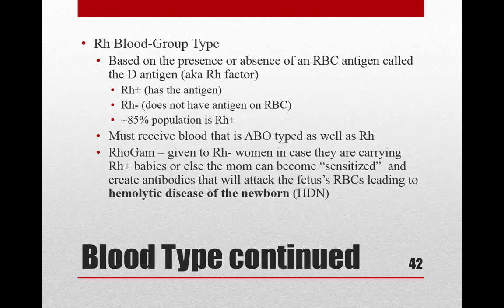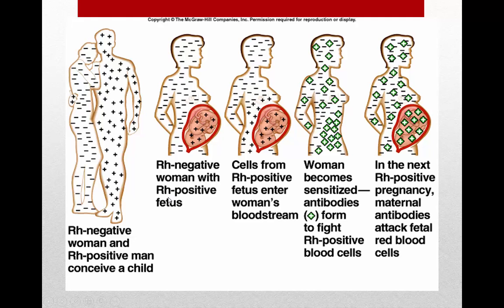So for instance, a lot of people always ask me at this point about RhoGAM. It's given to women that are negative in case they're carrying a positive baby, because otherwise the first time mom has an Rh positive baby and she's Rh negative, her body will become sensitized to that and will start creating antibodies, okay, against the Rh positive part. And it would attack the fetus's red blood cells, because if mom's negative, it's going to make anti-positive antibodies and it'll start attacking it.